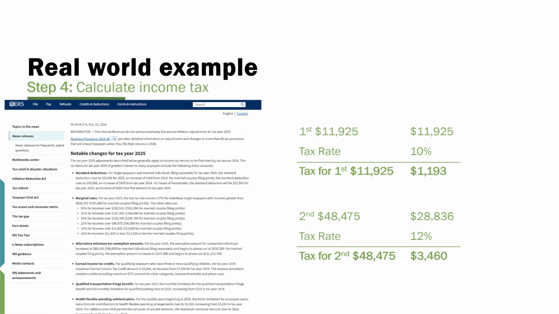So it's 10% for incomes of $11,925 or less. So we're going to go ahead and take that from the $40,000 that Sarah made, and we get 10%. So we get $1,193. That's just times 10%.